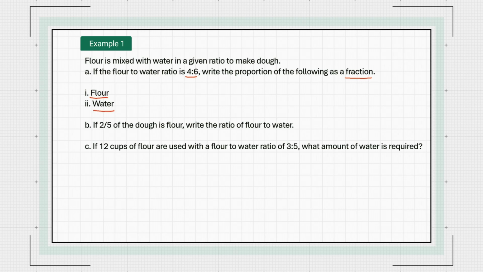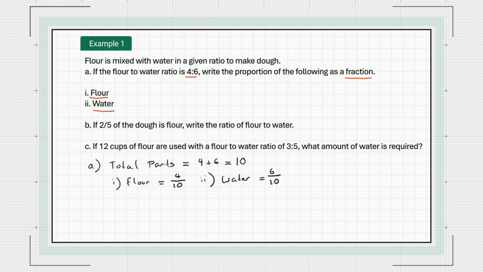Now the first step to doing this is we need to determine our total parts. And that's really easy because we just add the two numbers of our ratio together. So total parts is going to be 4 plus 6, 10. Okay, that means that when we look at how much flour we're putting in, flour is going to be equal to 4 parts of this mixture of 10 parts, and our water is going to be equal to 6 parts of this 10 parts.